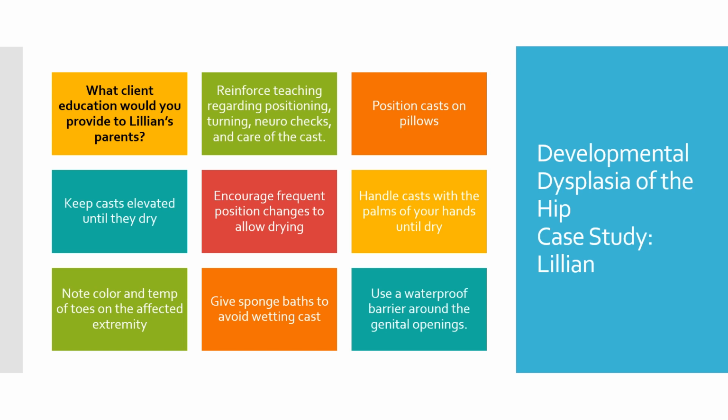Note color and temp of toes on the affected extremity. Yes, we would note the color and temp, and again compare them to the unaffected extremity. Give sponge baths to avoid getting the cast wet. Yes, we wouldn't want the cast to get wet, especially with a plaster of Paris cast. It takes a long time to get dry. Use a waterproof barrier around the genital openings. Yes, because we don't want any stool or urine to get down into the cast.